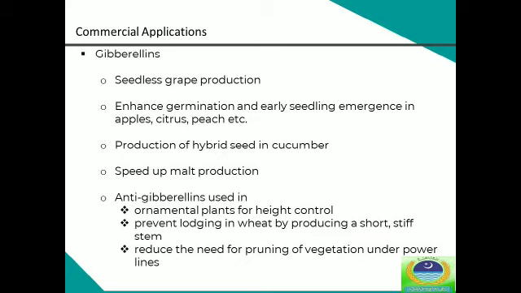Interestingly, anti-gibberellin compounds are used in ornamental plants for height control, as gibberellins promote extension in height. The anti-gibberellins are used for controlling height. They can also prevent lodging in wheat by producing a short and stiff stem. And they also reduce the need for pruning of vegetation under power lines. So if you have trees under power lines, instead of extensive pruning, you can spray anti-gibberellin.